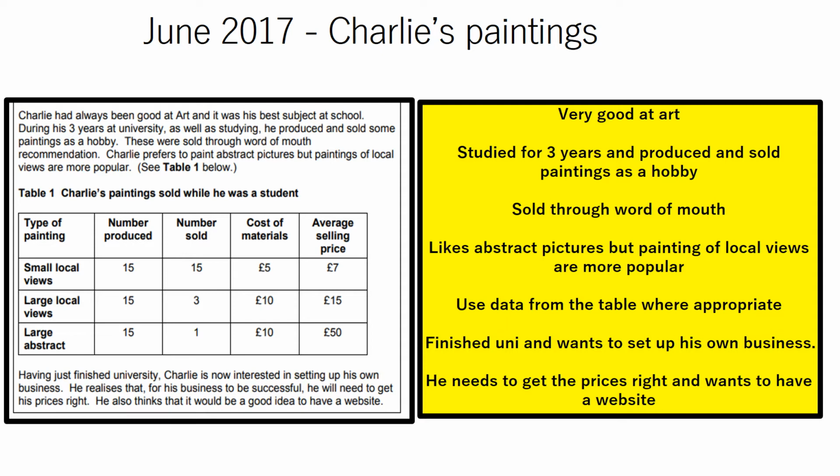So what do we know? He's very good at art. He studied for 3 years and produced and sold paintings as a hobby. The paintings were sold through word of mouth. He likes to do abstract pictures, but paintings of local views are more popular. There's a table there on the left hand side. Depending on the question, you might need to include data if appropriate. He finished uni and wants to set up his own business, and he needs to get the prices right and wants to have a website.